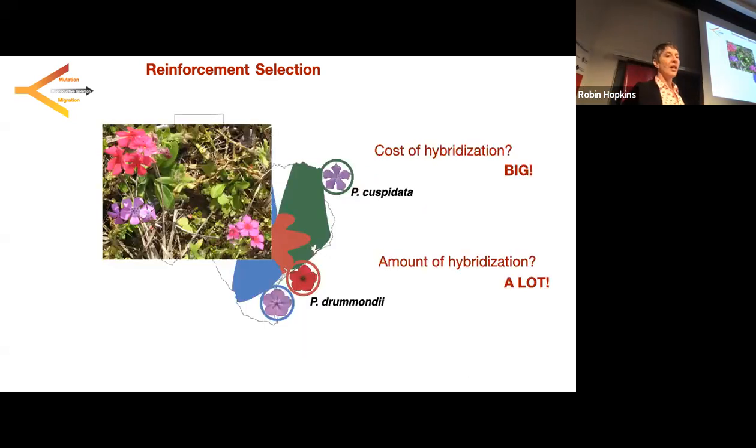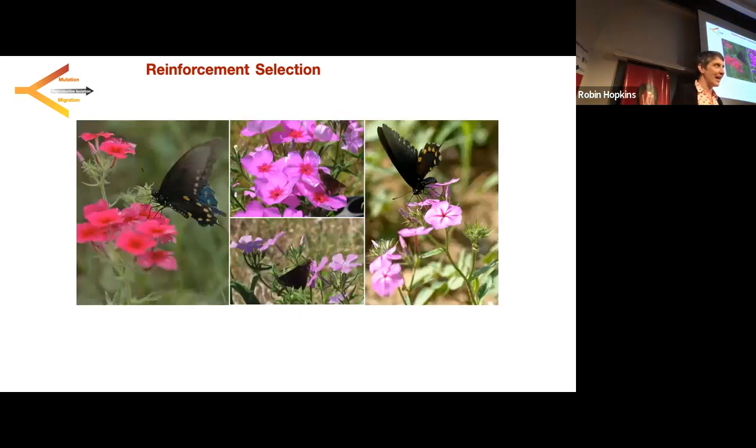So the cost of hybridization was big, the amount of hybridization was a lot, and the decrease in hybridization was a lot. We have super strong selection for speciation. How? I don't know about you, but I'm like, okay, that's magic. That's crazy, right? You change the intensity of a flower pigment. How do you actually decrease hybridization? So of course we had to start looking at the butterflies.